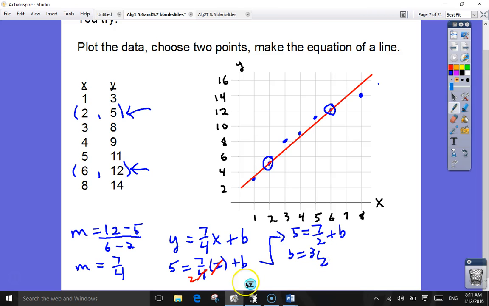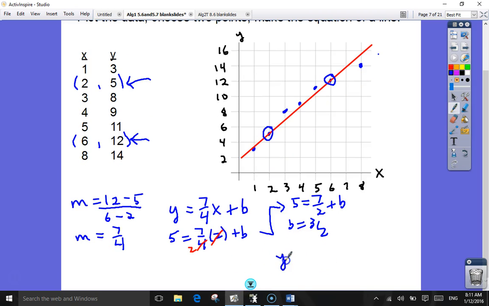So here's the equation of a line. y equals 7/4 x plus 3/2. Now, if you all picked whatever points you wanted to pick, we'd have slightly different lines. But it'd be pretty close.